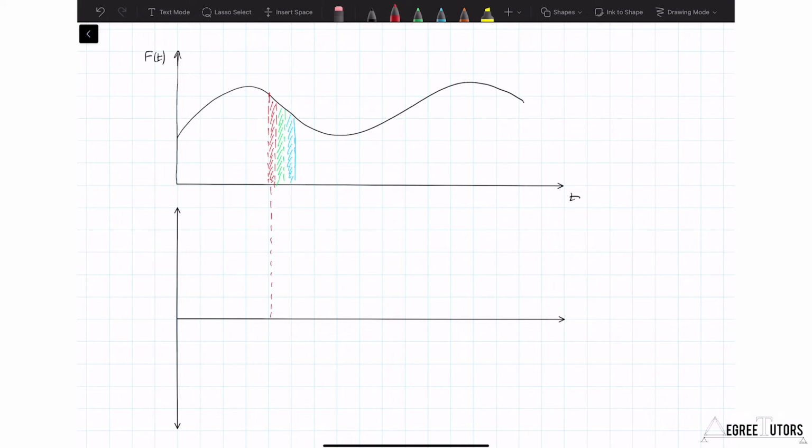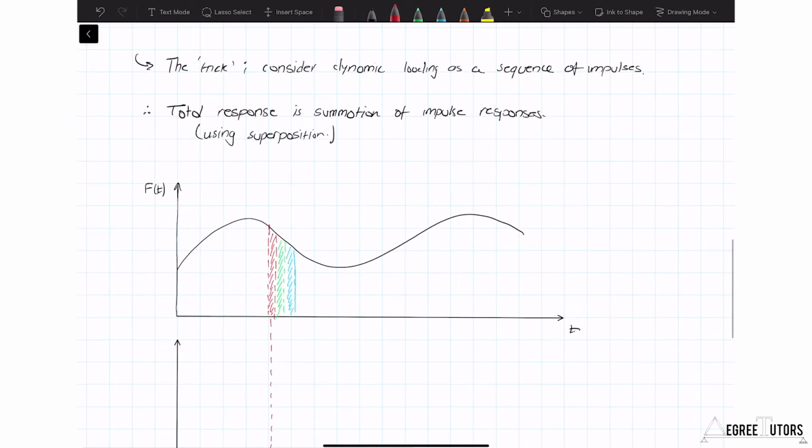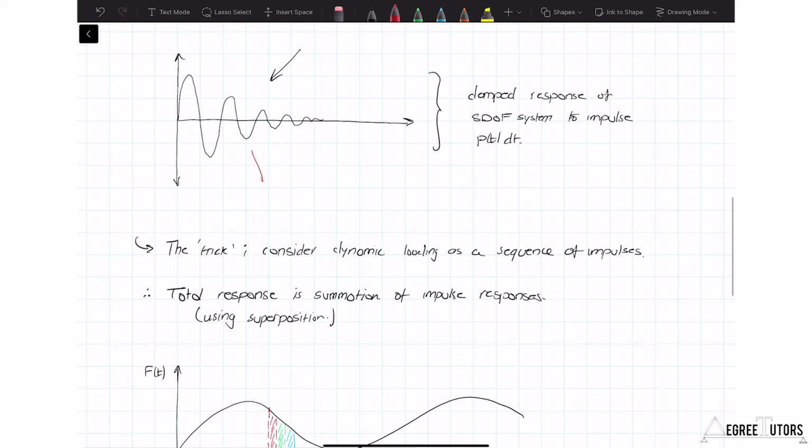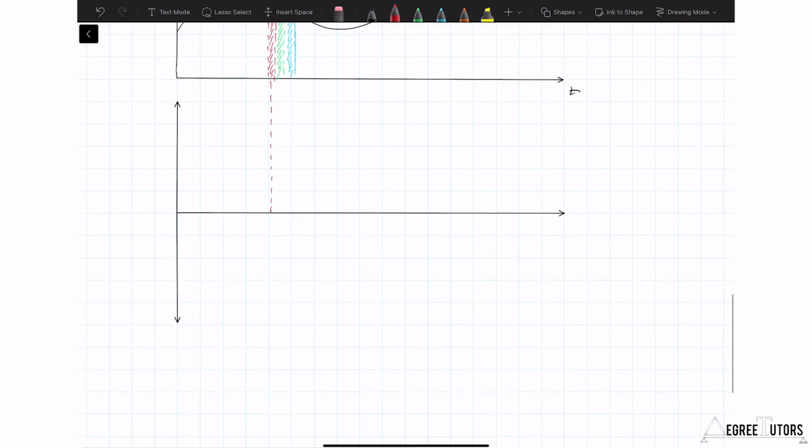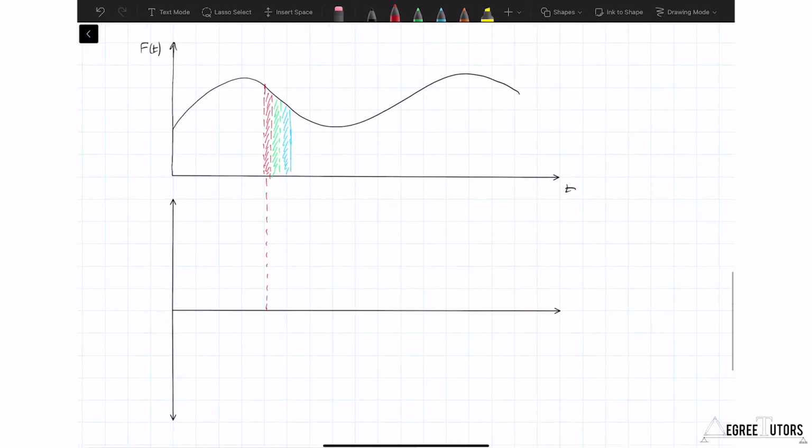So let's imagine that impulse, the red impulse, was applied, and that was going to generate the same type of response that we saw here, a decaying sinusoidal oscillation. So that would be something like this, just a rough sketch. Good enough. Then we've got this green impulse, and that's going to generate something like this. Again, same thing. And of course it continues. So you get the idea, right?